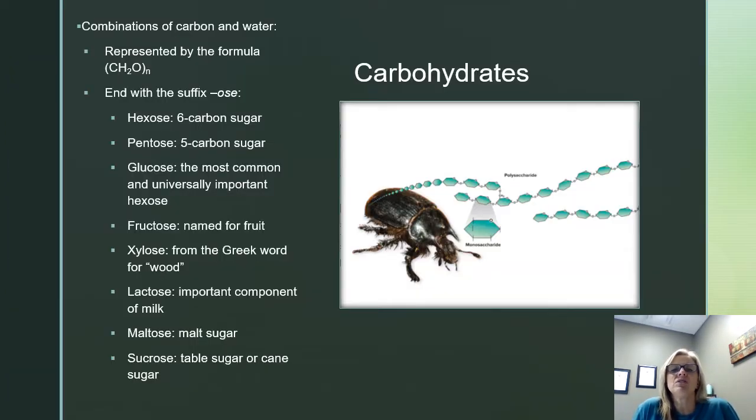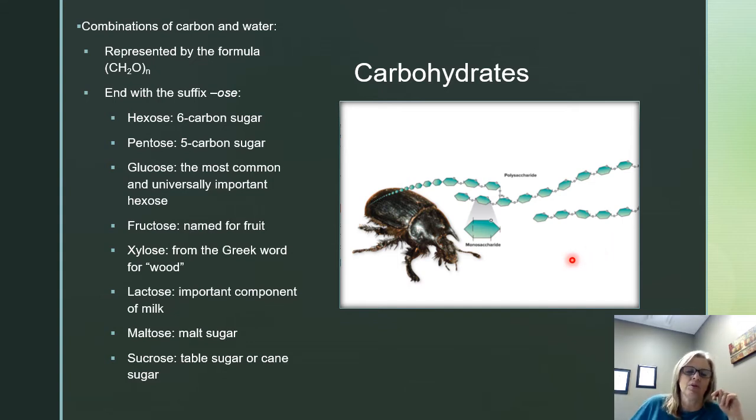Carbohydrates are combinations of carbon, which is where we get the portion of the word carbo, and water, which is where hydrate comes from. Carbohydrates are represented by this formula here, CH2O, and then N is the number of those units that you have. Okay, so you could multiply those atoms by whatever this number is. All right, so these sugars that are listed here are some important monosaccharides. So we have hexose, hex meaning 6, pentose meaning 5 carbons. Okay, 6 carbons, 5 carbons. Glucose, which is the most common and universally used and important, therefore, hexose that we have.